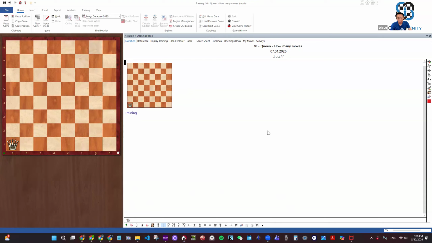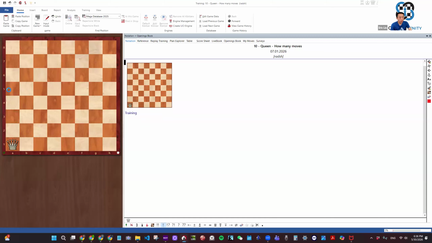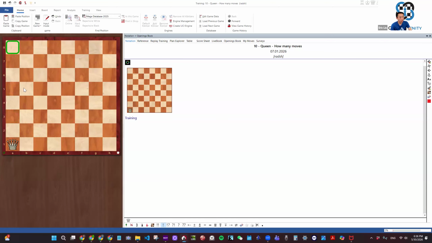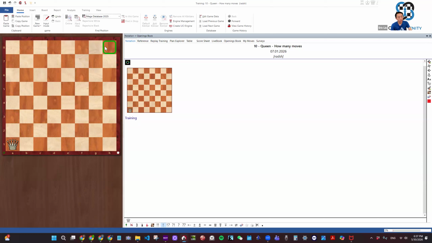Let's see how we can count 21 squares. It can move to A2, A3, A4, A5, A6, A7, A8, B1, C1, D1, E1, F1, G1, H1, B2, C3, D4, E5, F6, G7, H8. The queen can move to 21 different squares. Very, very powerful chess piece.